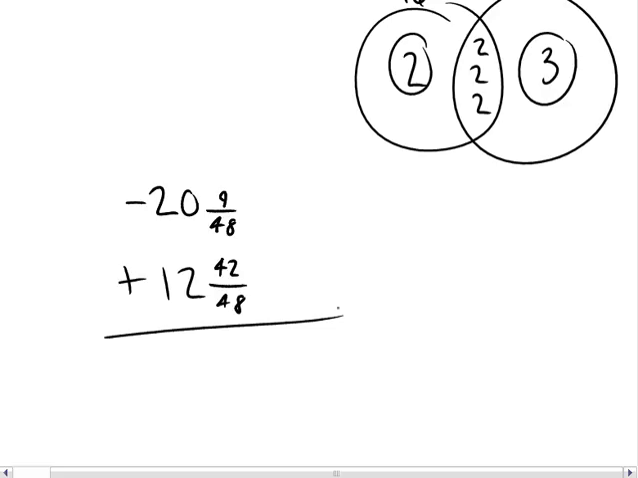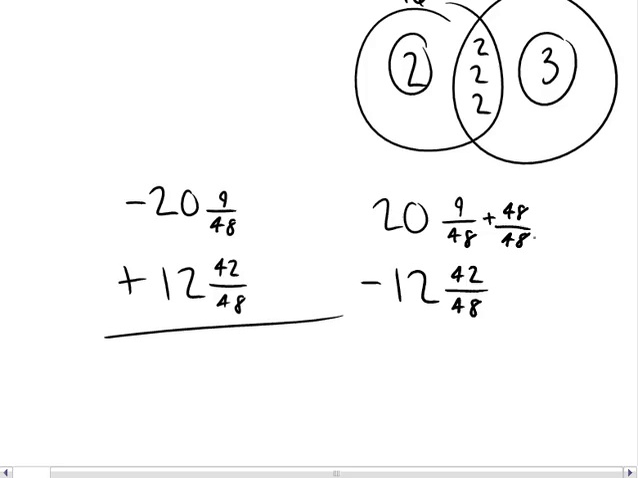Now, since there are more negatives than positives, since there are different signs, we're just going to subtract which sign there's more of. So that's 20 and 9/48 minus 12 and 42/48. And since we can't subtract 42 from 9, we have to add 48/48, which is 1. It's just like borrowing, only adding.